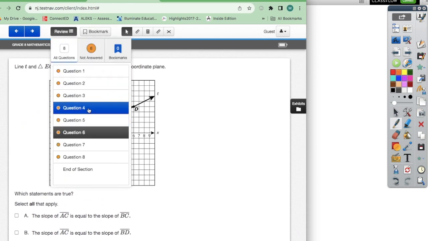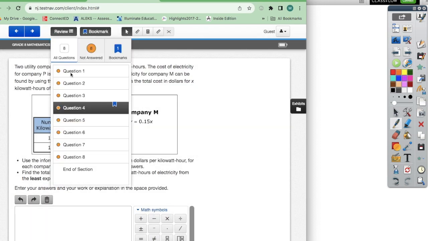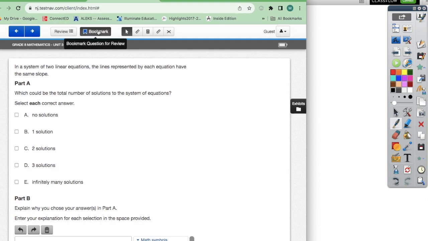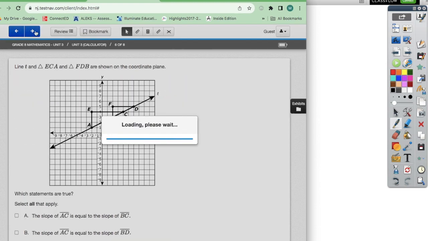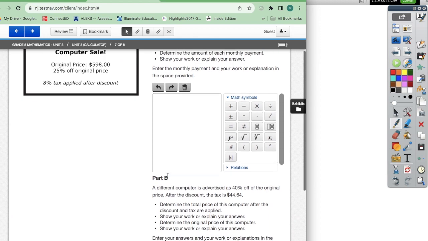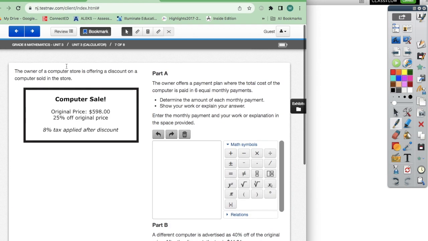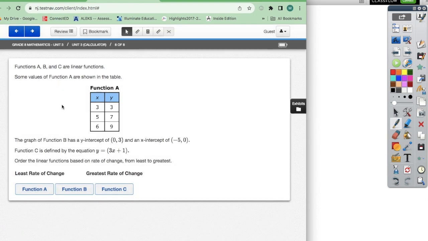You know what? I'll go to review. Question 4, I'm going to bookmark that. And I'm also going to bookmark number 5 because there was a written response. And then I'll move on. Question 7. I see I have something to do here with a sale, 25% off. I have a written response here, and I have another written response here. I'm going to bookmark this one too. That might take a little bit longer.